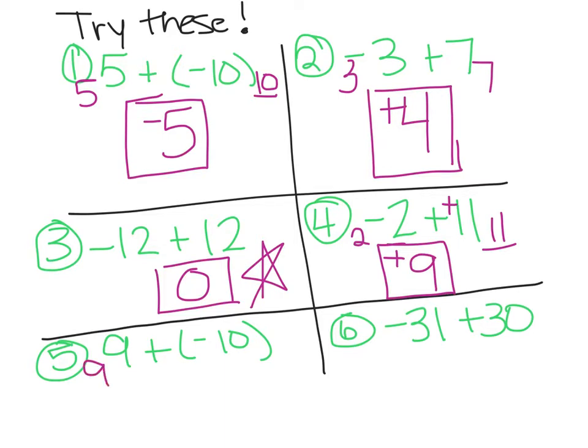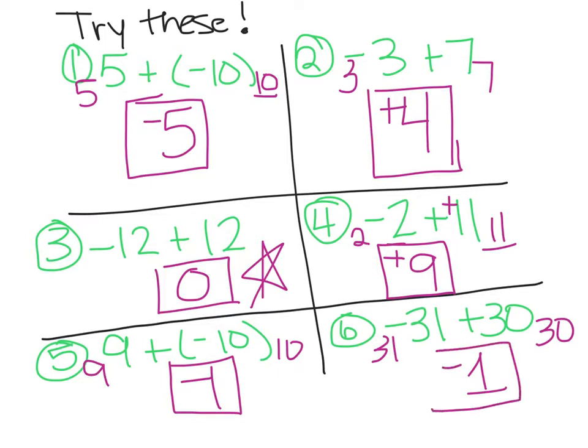And the last two. Absolute value is 9. Absolute value is 10. So 10 minus 9 is 1. And we're going to keep the negative sign. Good work. All right, last problem. 31 and 30. 31 minus 30 gives us 1. And we're going to keep that negative sign. Great work.